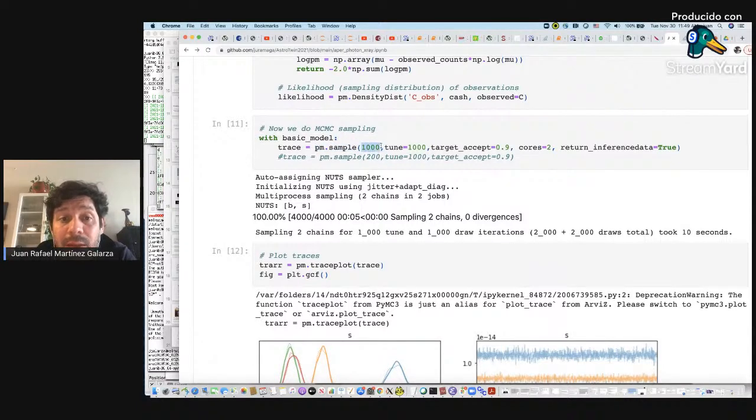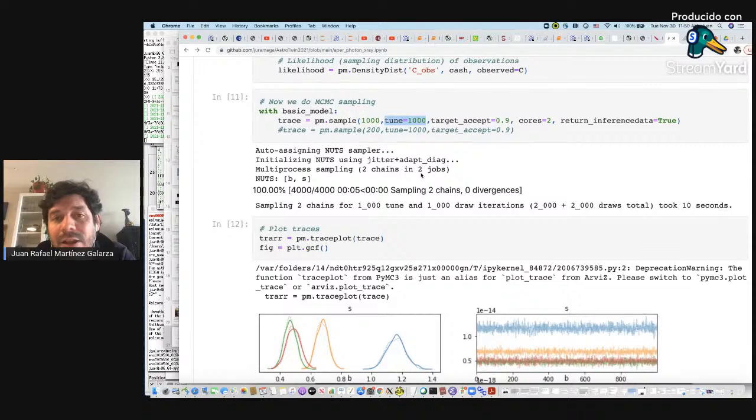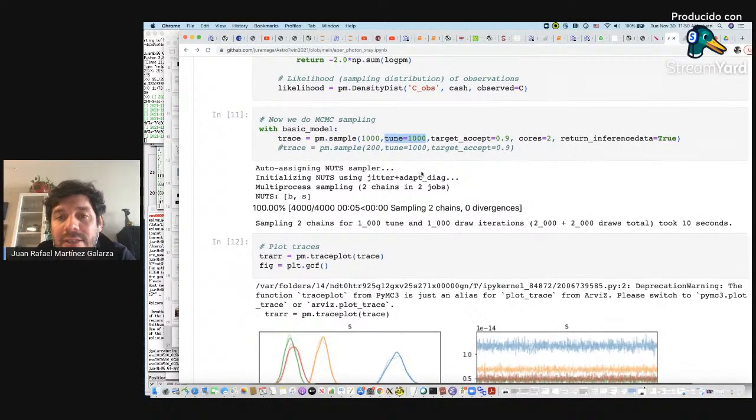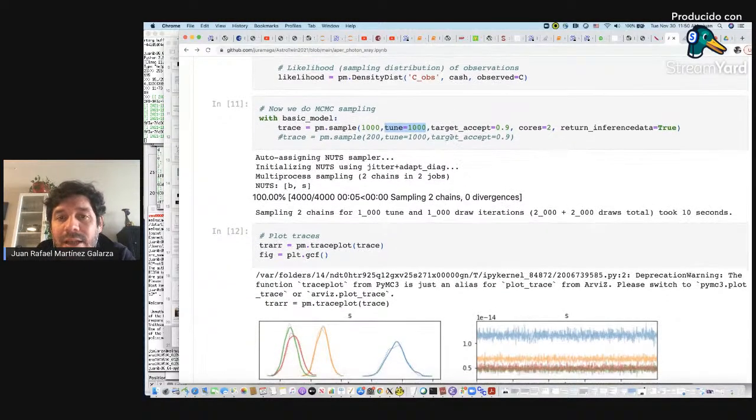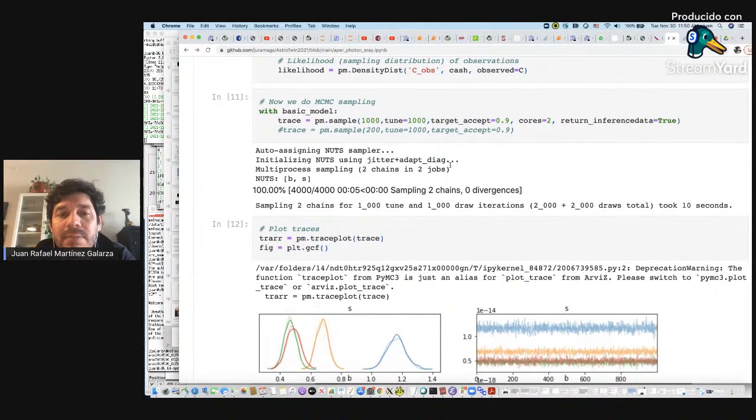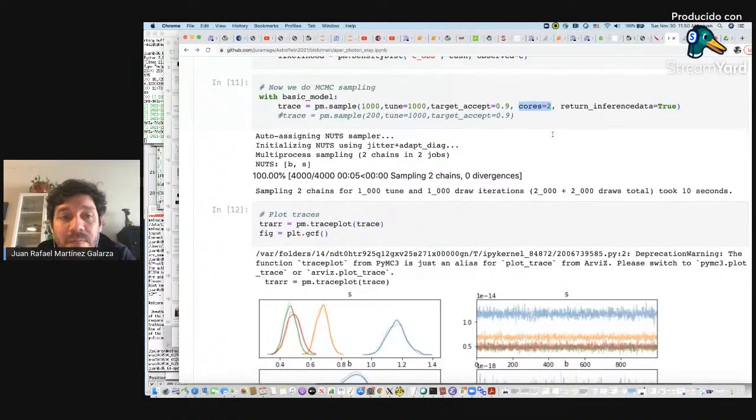I want 1,000 samples. I want you to use the first 1,000 to tune your parameters and to make sure that you are getting closer to the area where the actual probability is. This is the target acceptance rate. I will discuss it in more detail later, but basically this is how often you want a particular proposal of the MCMC sampling to be accepted. And I'm going to use 2 cores of my processor in order to get this done.